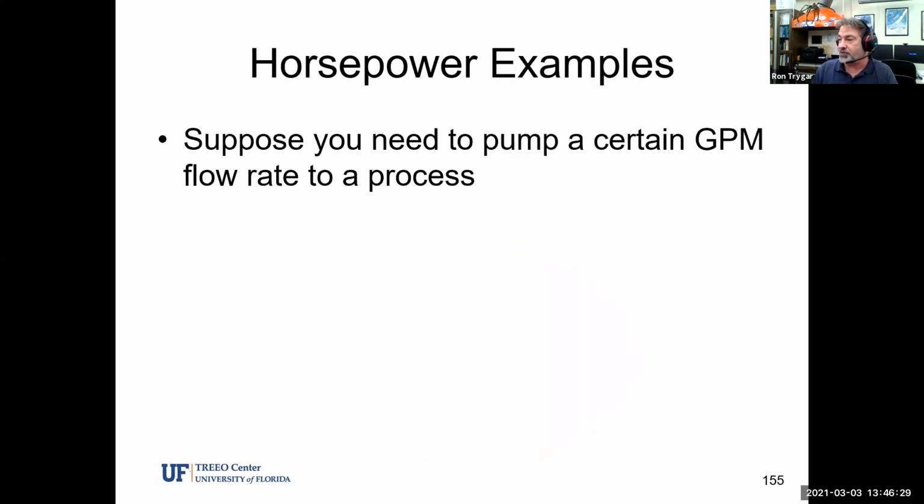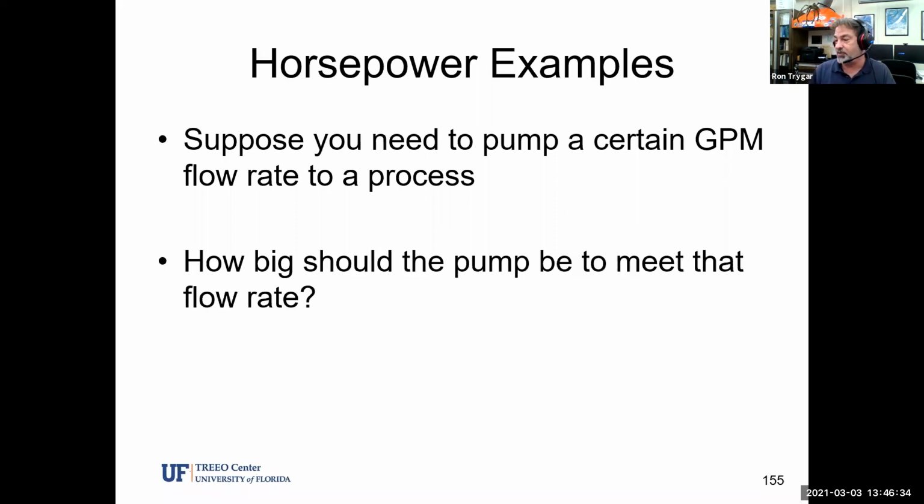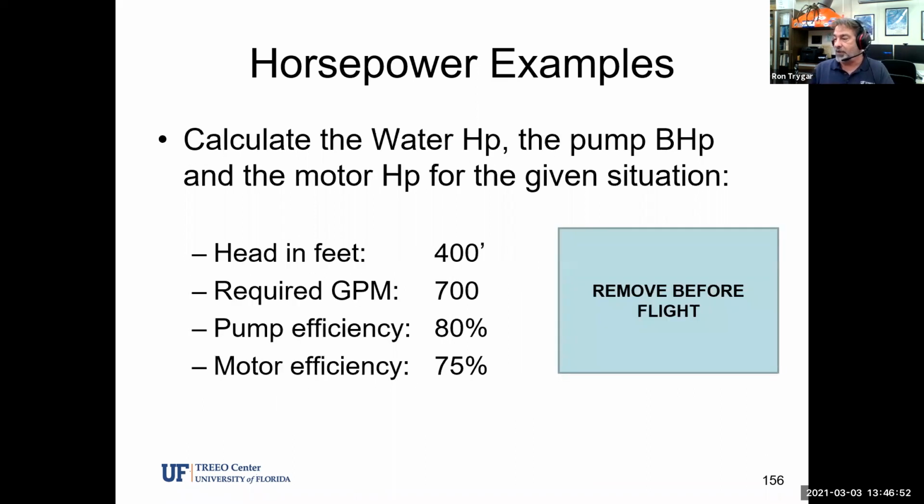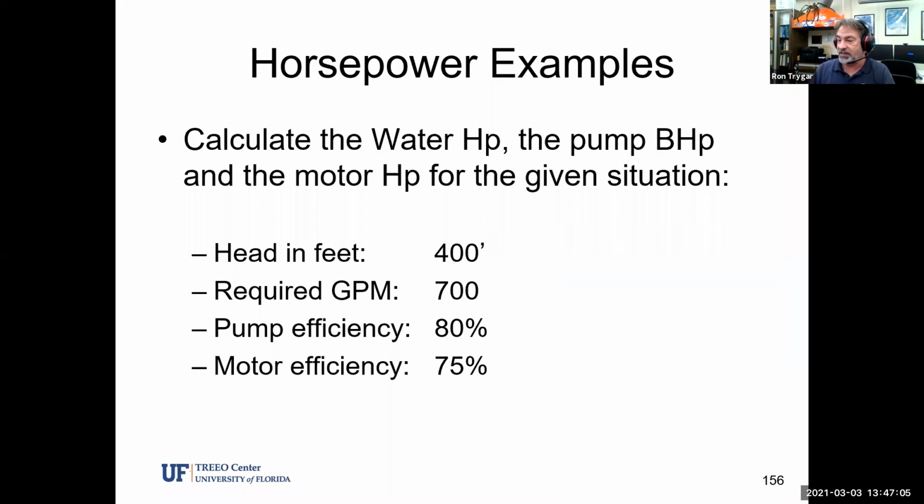So suppose you need to pump a certain GPM, gallons per minute flow rate, into a certain process. How big should the pump be to meet that flow rate? And then how big should the motor be to turn the pump and move the water? So we have to factor in these different things so we can get the right motor and the right pump to move the water. So here we have an example. It says calculate the water horsepower, the pump brake horsepower, and the motor horsepower for the given situation. So we have three different things that they would like us to do, or that we would like to get out of this.